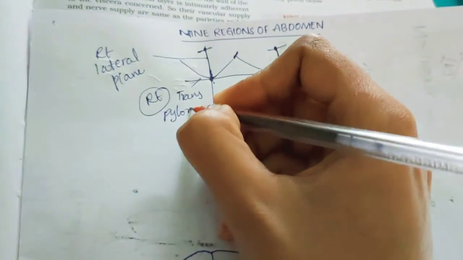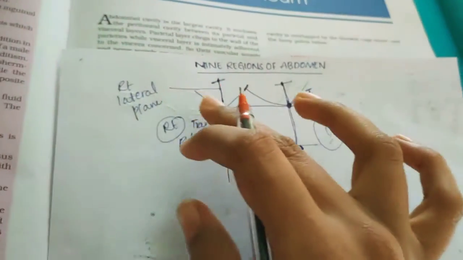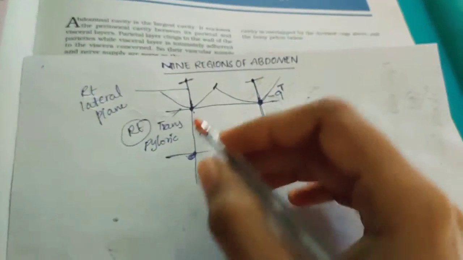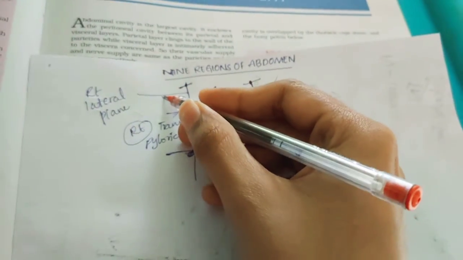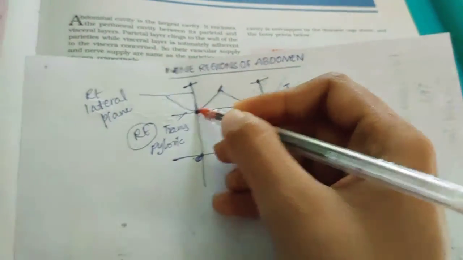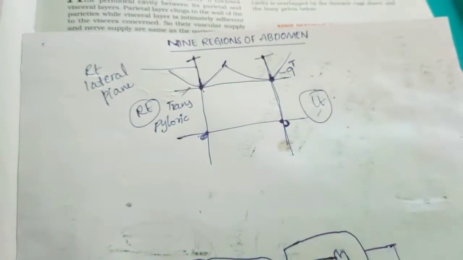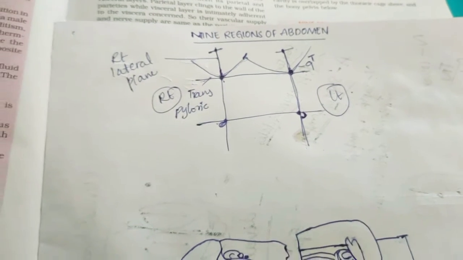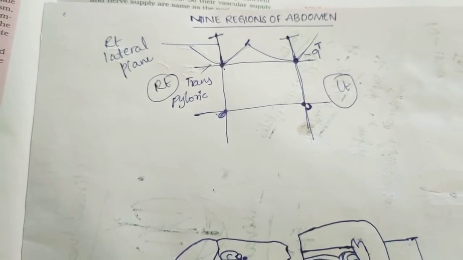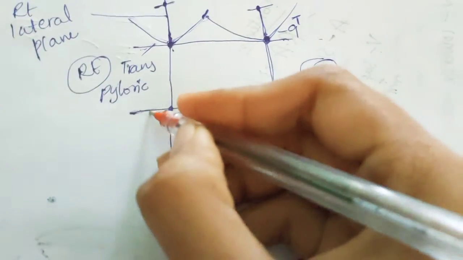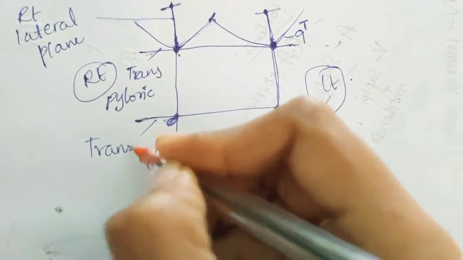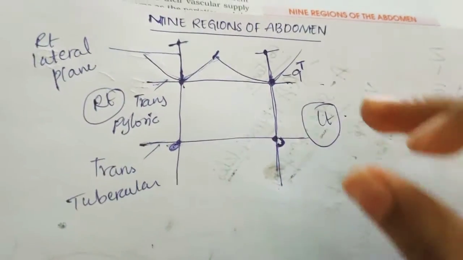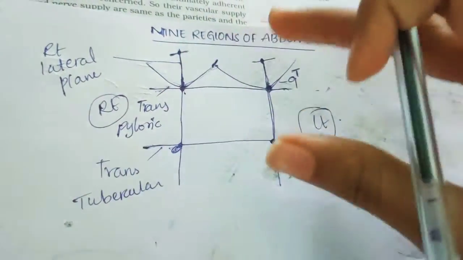Transpyloric. So why the transpyloric line? Because it passes near the pyloric region of your stomach, right? So it is a horizontal line, transpyloric, starting from the tip of the costal margin. The other horizontal line is called the transtubercular line because it is coming from the tubercle of the iliac crest of two sides. So this is the transtubercular line.